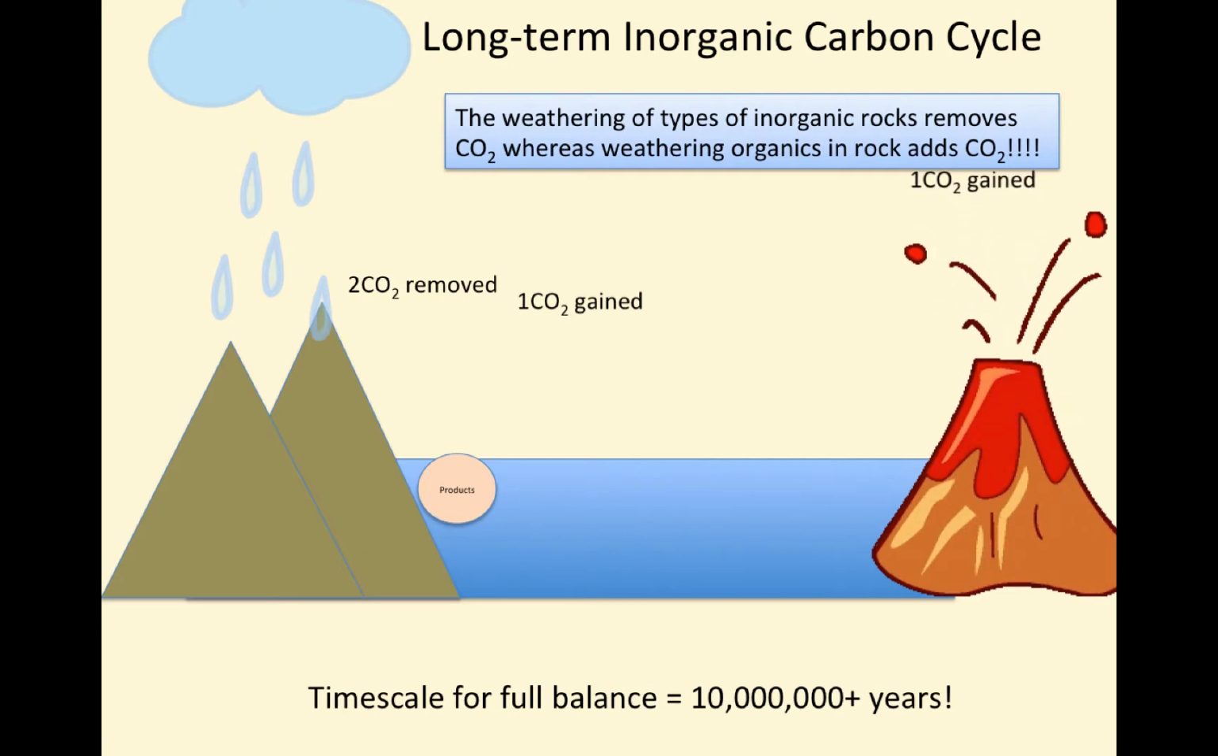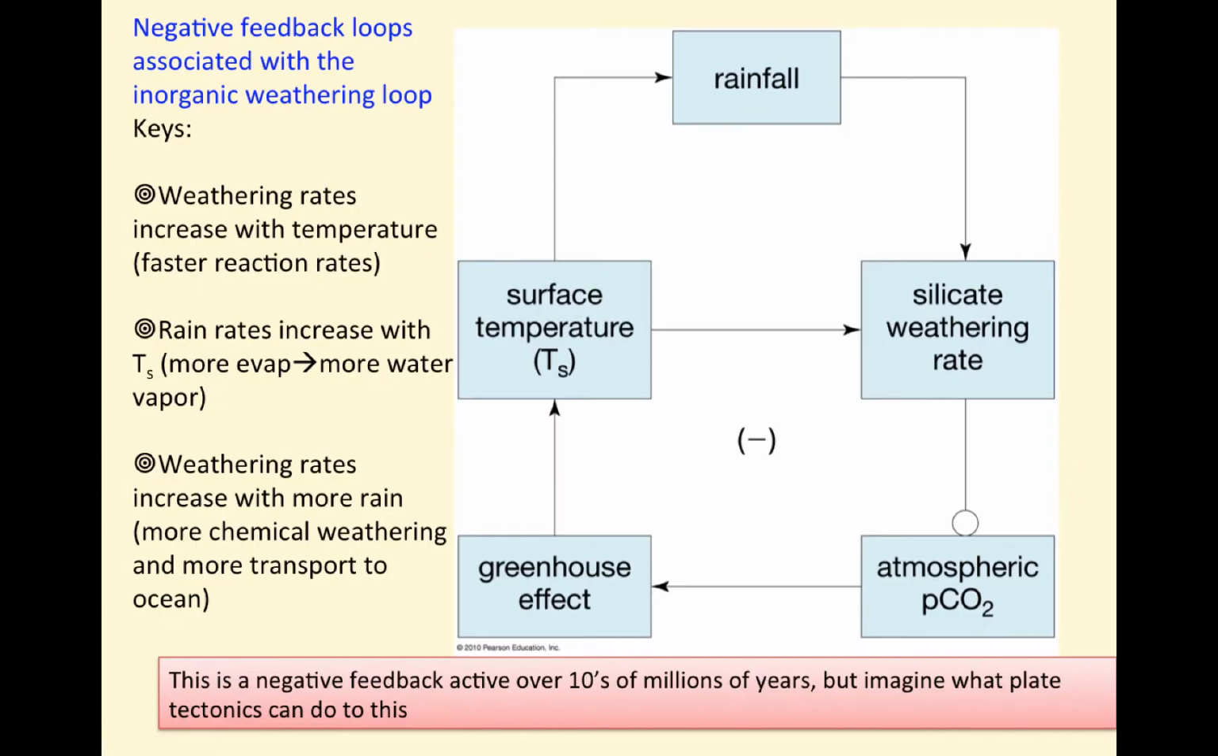And so this cycle is very long, 10 million years or longer, to have a full balance between CO2 removed from the atmosphere and CO2 gained back to the atmosphere. So there are negative feedback loops associated with that weathering loop. The part of the loop that involves the plate tectonics is mostly a function of what's happening in the interior of the Earth, but the part that happens outside in the atmosphere, in other words the weathering rates, is definitely a function of surface temperatures and CO2, so let's look at how that works.